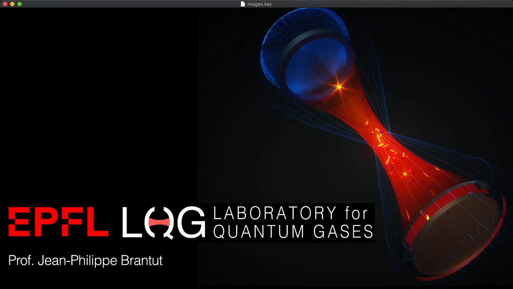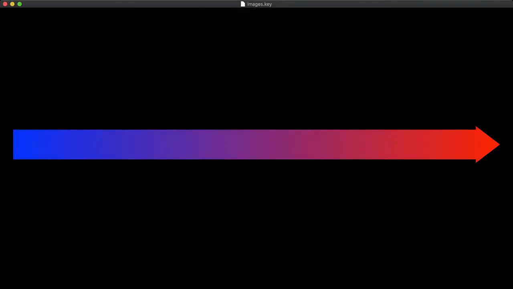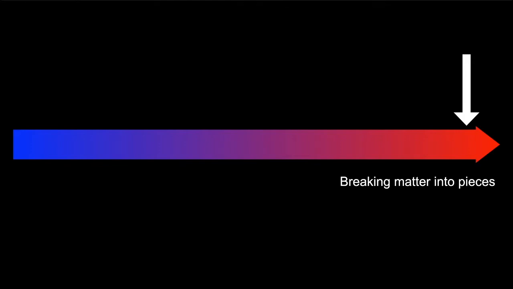Hello and welcome to the Laboratory for Quantum Guesses, where we are using atoms and photons in order to understand the way matter behaves when it's ruled by quantum mechanics. Think about this axis as being energy or temperature. When you go to high energy, you're breaking matter into smaller and smaller pieces, like atoms broken into electrons and nuclei, and all the way down to the most elementary constituents of the universe.